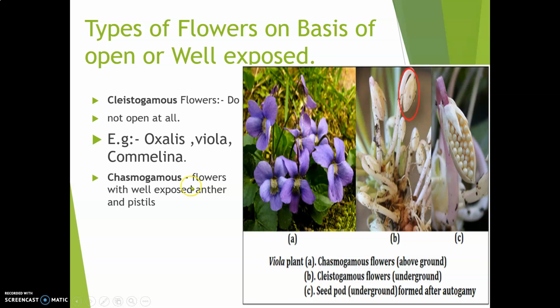The next are the chasmogamous flowers. The flowers with well-exposed anther and pistils are the chasmogamous flowers, which are formed above the ground. An example is oxalis. Again in oxalis, you will find both chasmogamous as well as cleistogamous flowers. So by looking at these two flowers, you can clearly predict that cleistogamous flowers, because they do not open at all, will have only self-pollination, while chasmogamous flowers, with well-exposed anther and pistil, can have cross-pollination.